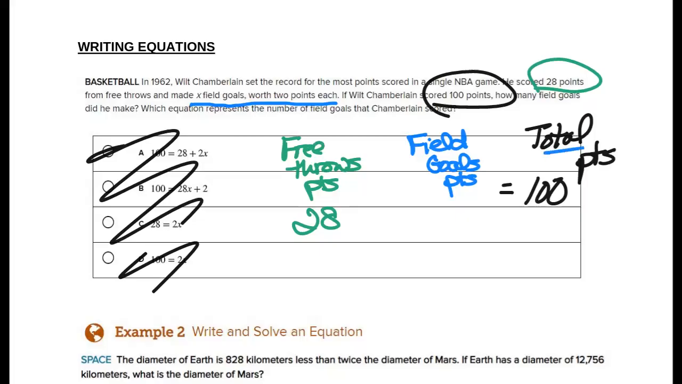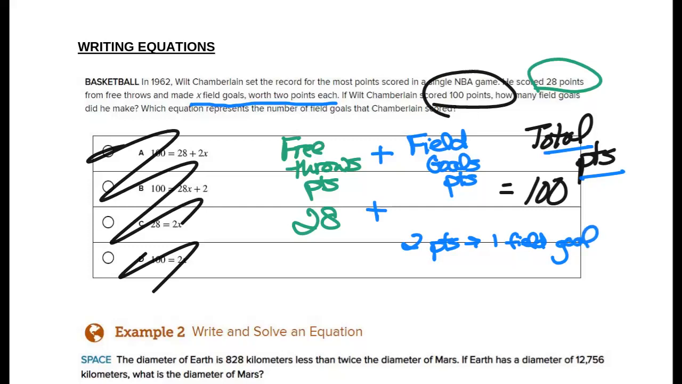Okay? So to get my total points, what do I have to do with my free throw points and my field goal points? You have to add them, right? We're going to combine them. Now, how many points did he score in field goal points? No, I want field goal points. And we know there's how many points for every field goal? 2 points for every field goal, right? 2 points for every one field goal.